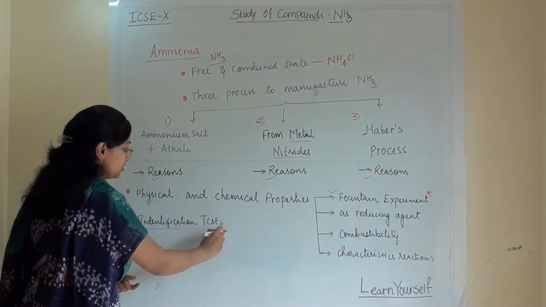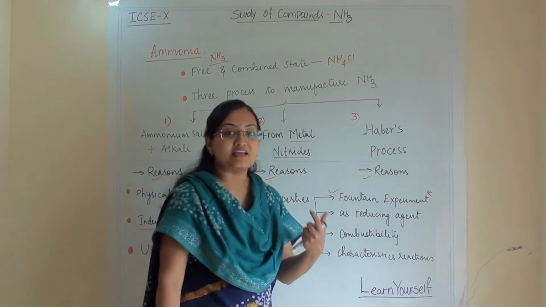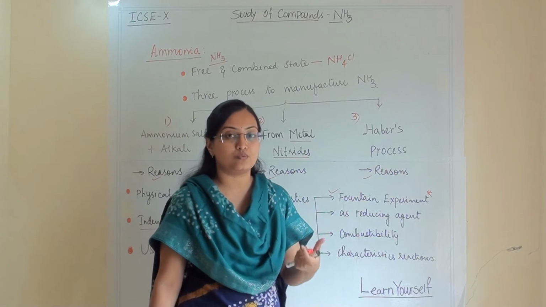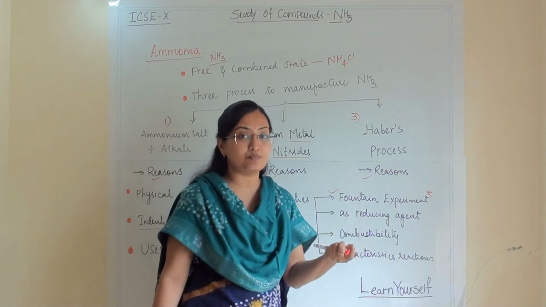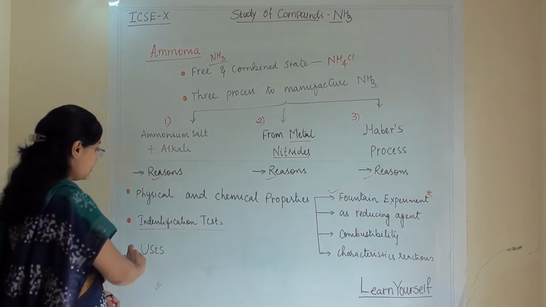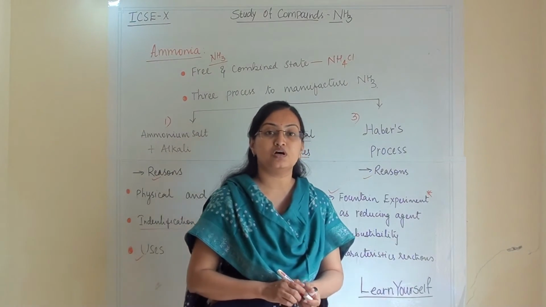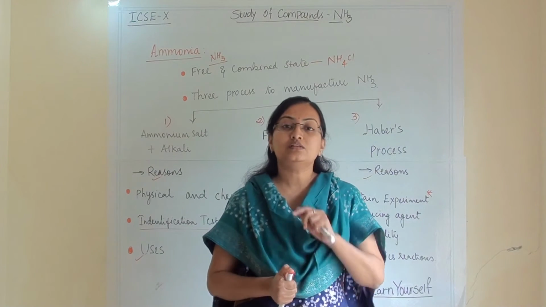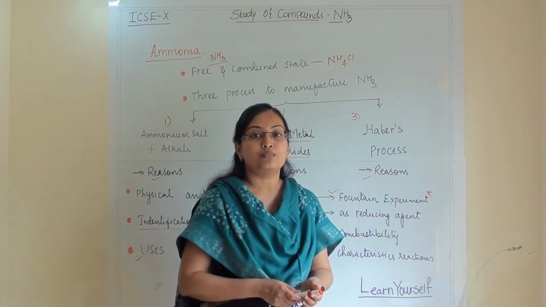Then the identification test for ammonia. If you want to conduct an experiment to find out whether this gas or liquid that we have is ammonia or not, what are the characteristic experiments? Those experiments we are going to study. Then the last is uses: how ammonia is useful to us at the industrial level and lab level. All these things we are going to study in this study of compound, ammonia.